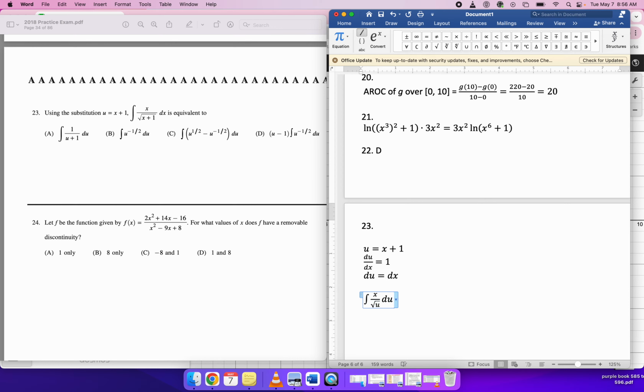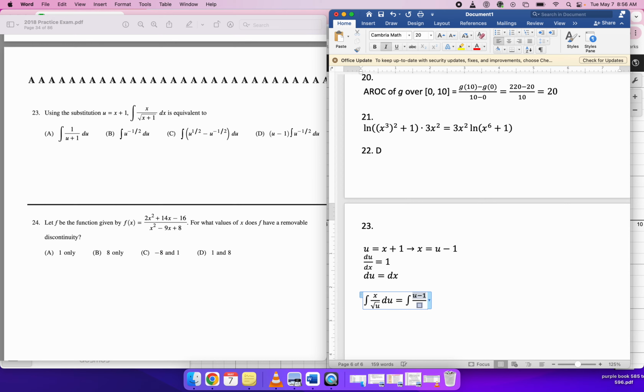Now at first it looks like, oh boy, this isn't any of the options. Yeah, it's true, it's not. But there's kind of a trick to this one. How do you get rid of the x? It might feel like you can't, but look at this equation. You can actually solve this equation for x. It tells you that x is equal to u minus 1. So you can actually replace the x with u minus 1.